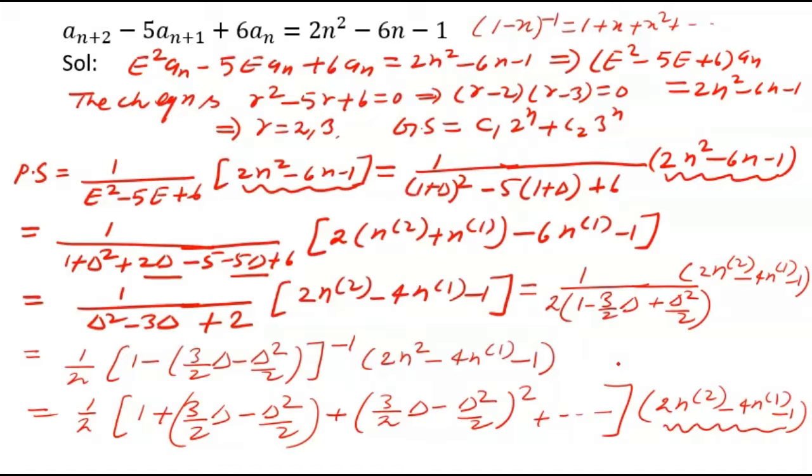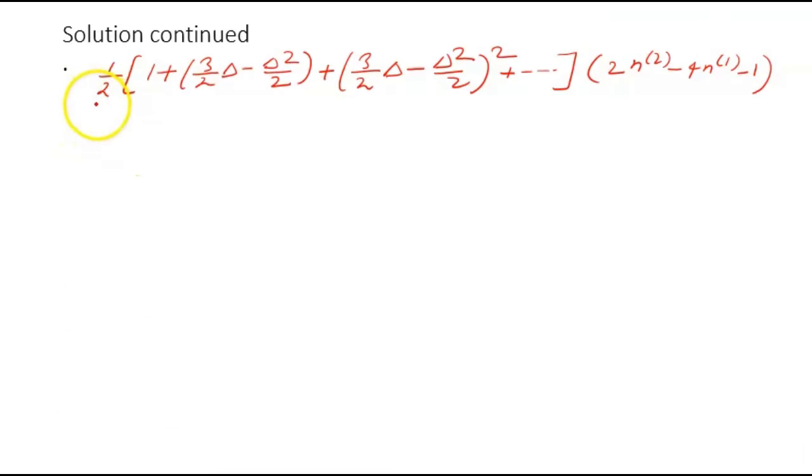Okay, so let us move to the next page to solve the remaining part, because we don't have space over here. So let's move to the next page. So we have 1 by 2 here, and 1 plus 3 by 2 delta minus delta square by 2. Now this is a very important step.